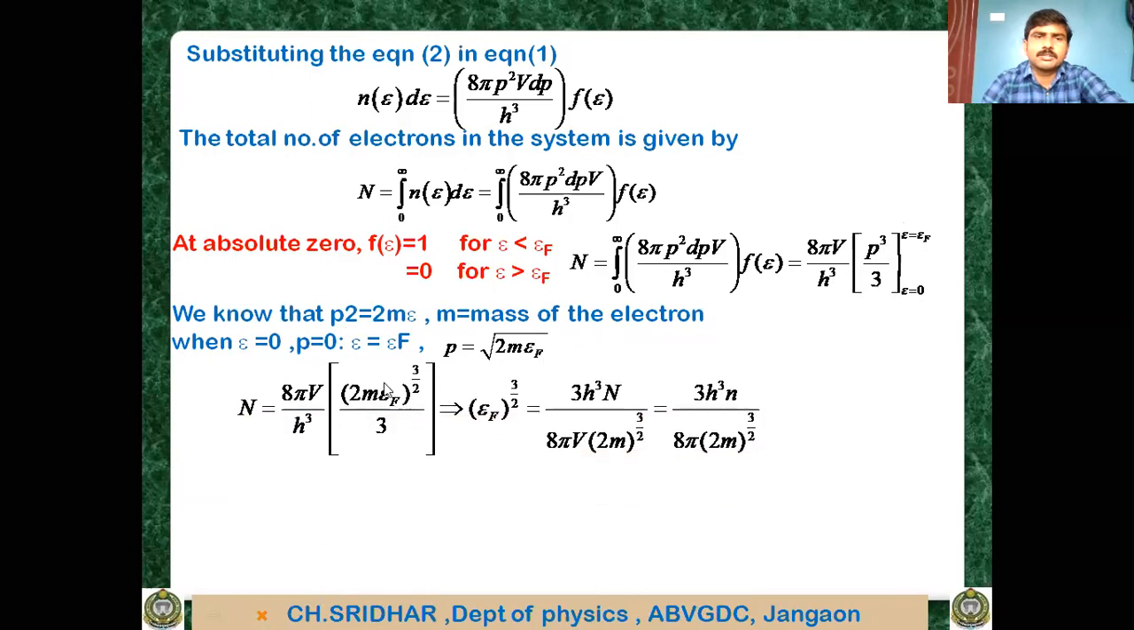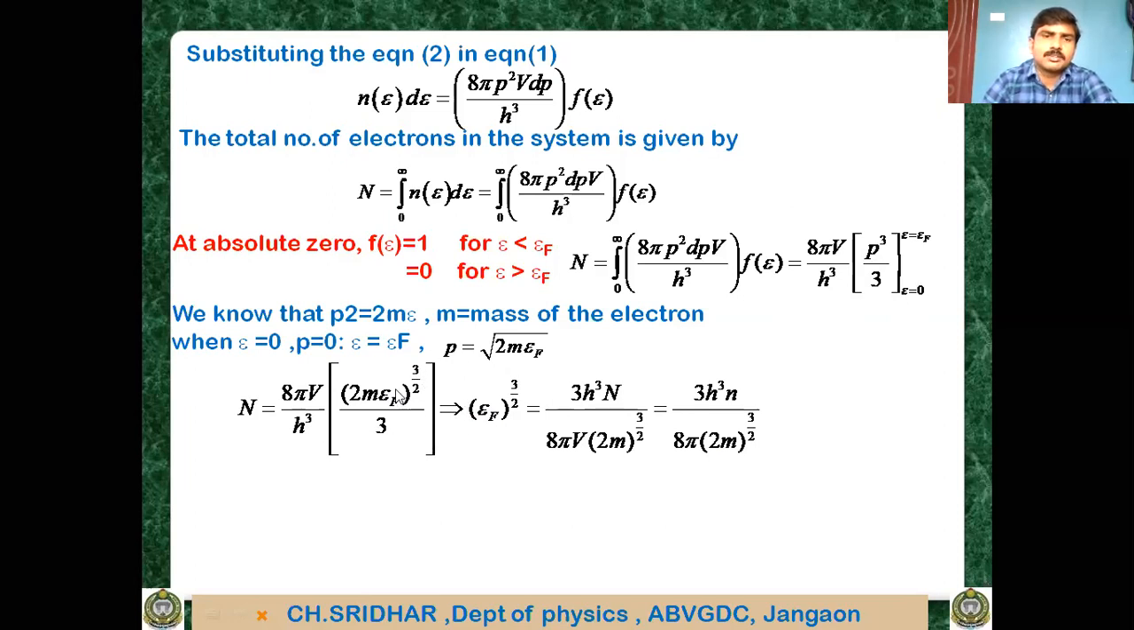On substituting that, we have capital N equal to 8 pi V by h cubed into (2mEF) to the power of 3 by 2, divided by 3, from E to EF. When you substitute EF, it will be EF, and when you substitute 0, the whole term goes to 0, so we are left with only one term. So capital N is equal to 8 pi V by h cubed into (2m EF) to the power of 3 by 2 by 3.